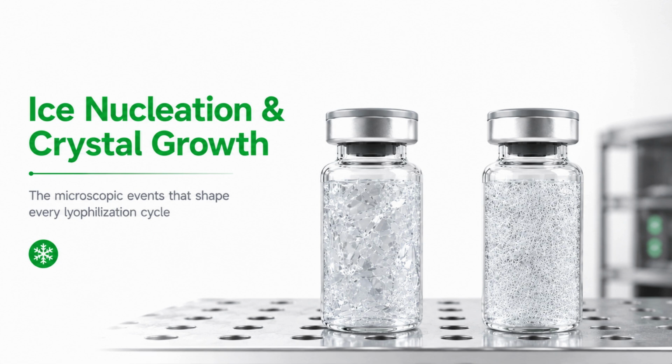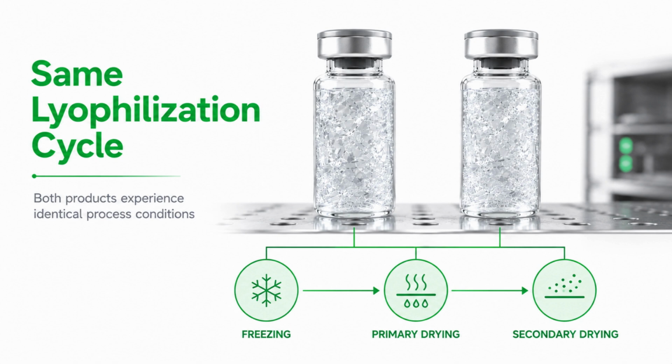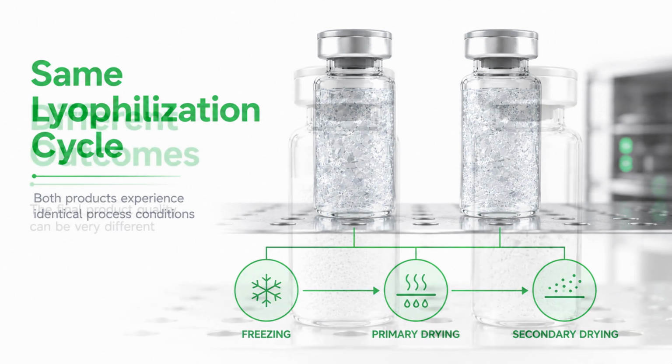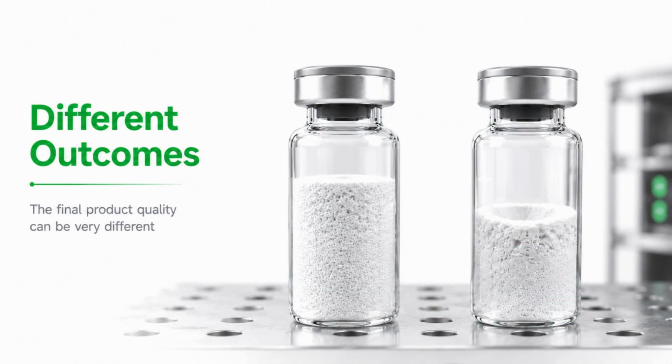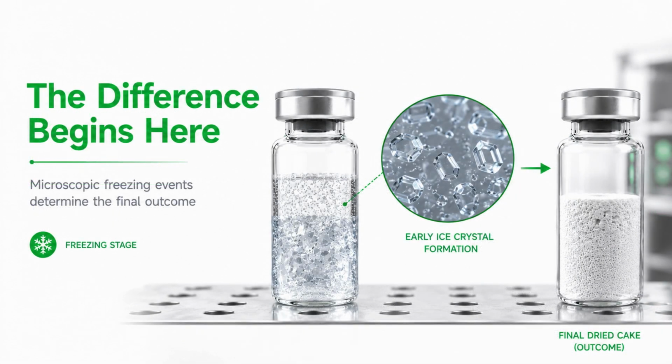Two pharmaceutical products can follow exactly the same lyophilization cycle and still produce very different results. One produces a strong, elegant cake with efficient drying. The other requires a longer drying cycle or develops quality defects. So where does the difference begin?